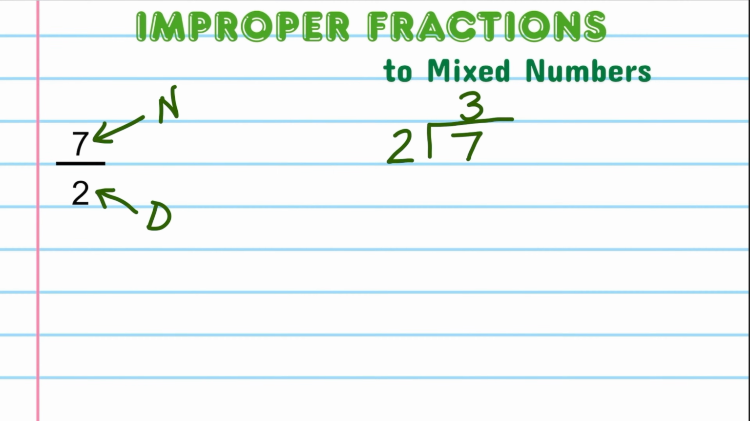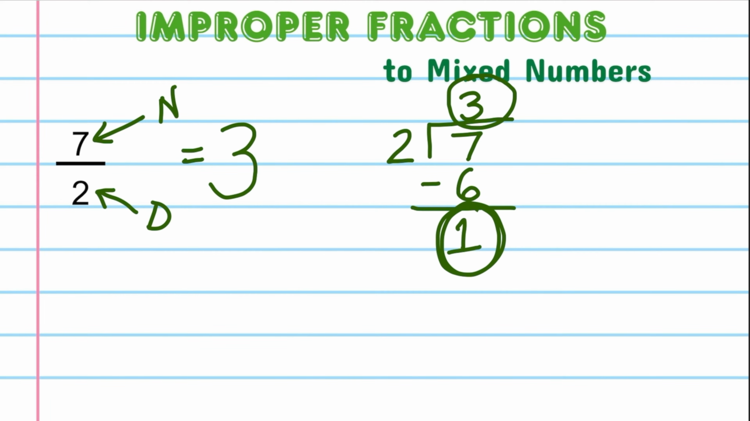Well, I know that 2 times 3 gives me 6, and that goes as close to 7 as I can get. So now I'm going to subtract. 7 minus 6 gives me 1, and that is all that I'm going to do. So now I know that my mixed number is, I take whatever is at the top here, so that's 3. That's going to be my integer, my whole number. And then I'm going to take whatever's left, which is our 1, and then I'm going to leave my denominator the same. So 7/2 converts to 3 1/2.